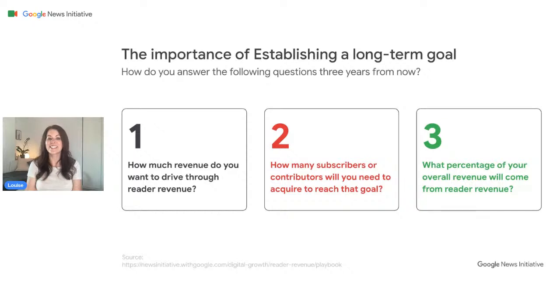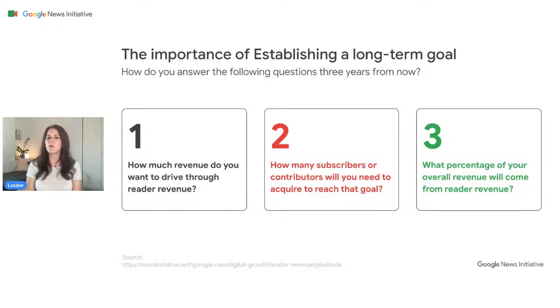So how do you answer the question: 3 years from now, how much revenue do you want to drive through reader revenue? Some news organizations answer this by projecting their current revenue streams over the next 3 years, things like advertising, reader revenue, events. Based on that outlook, they anchor a reader revenue goal to offset losses in other revenue streams. Always think 3 years in advance: where do I want to be?